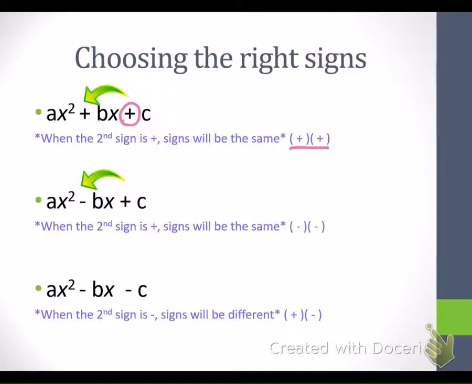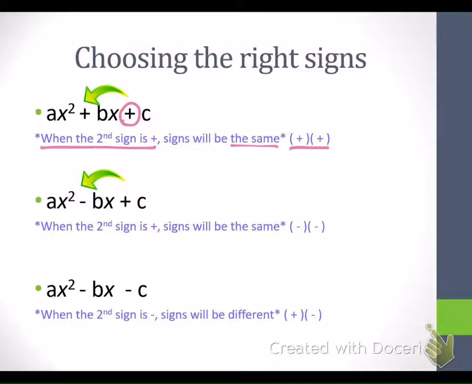Now, pick up your highlighter. I would also circle that second plus sign. But I want you to highlight when the second sign is positive, and then I want you to highlight the same. Because those are the key words. When the second sign is positive, my signs are going to be the same.